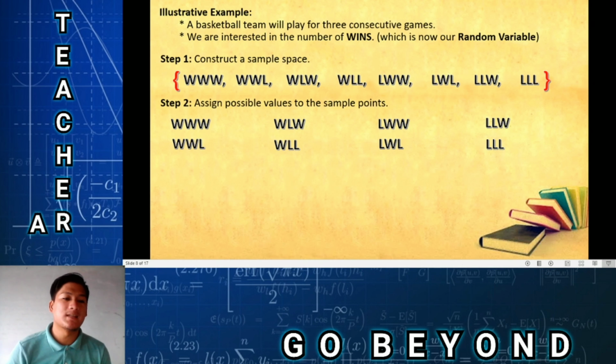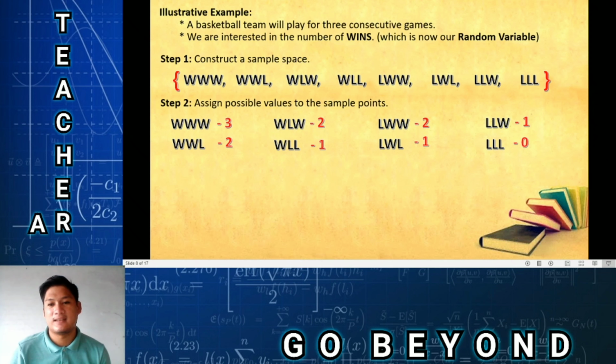Okay, look at the first sample point. We have the win, win, win. How many wins do we have? Of course, 3. So we have 3. We have to assign possible values to the sample points. What about the second sample point? How many wins do we have? 2. Win, win. So we have 2 wins. What about the third sample point? The win, lose, and win. How many wins do we have? 2. And win, lose, lose, we have 1. So continue the process. That's it.